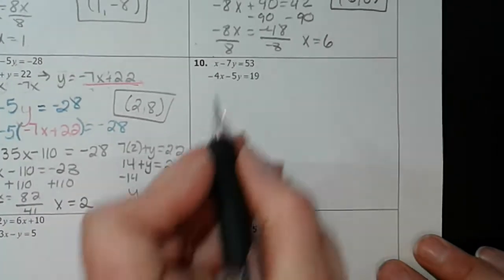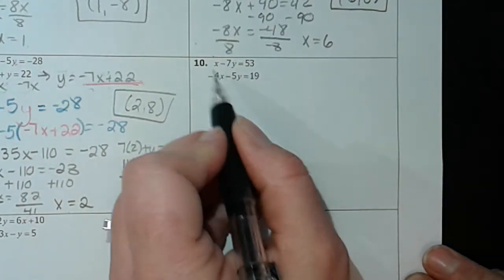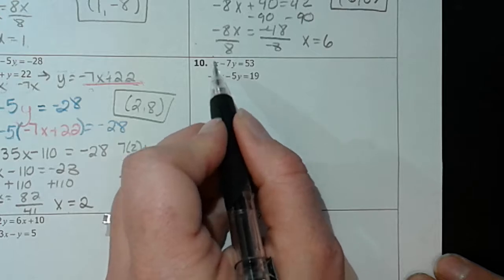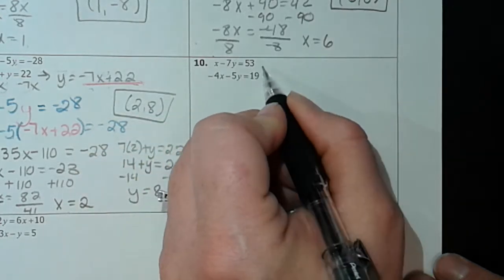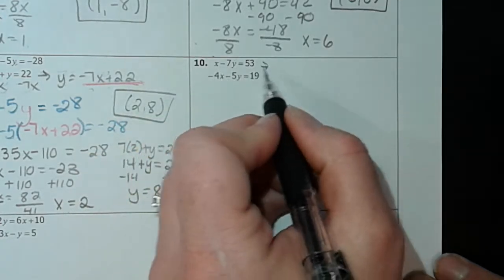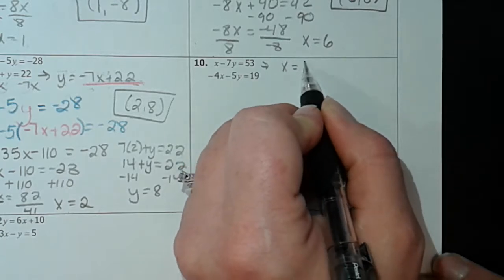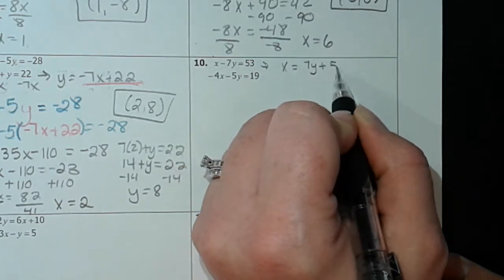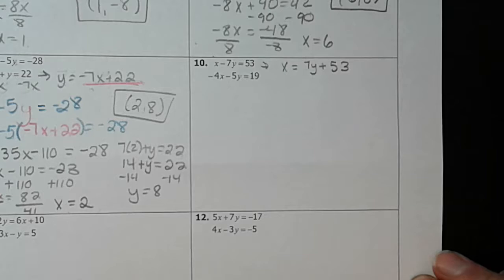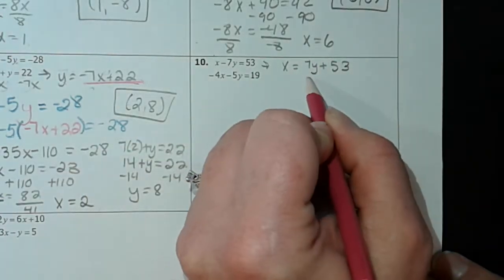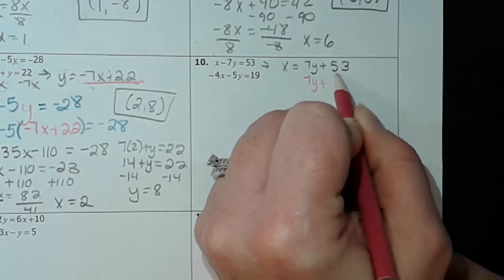And let's look at this one. So again, we're going to get one of the variables by itself. Let's get x by itself. So this one, we're going to add 7y to both sides. So we have x equals 7y plus 53. And again, it doesn't really matter which variable we get by itself as long as one of them is by itself. So we know that x equals 7y plus 53.